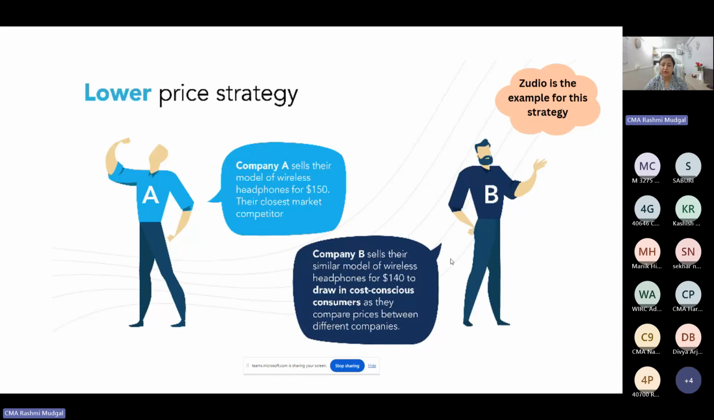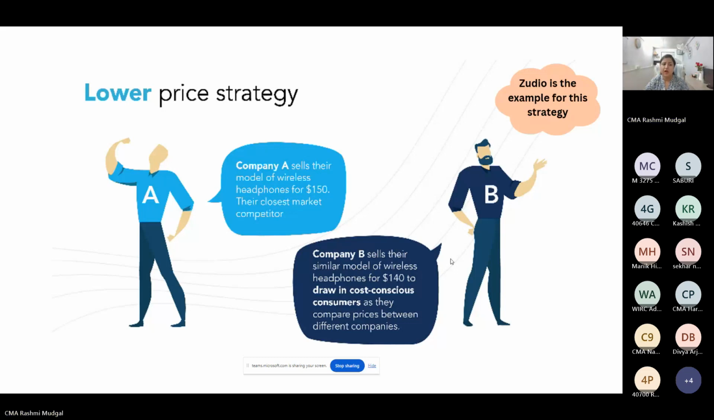And we can see they are not spending much on marketing or advertisement in the shops. They just dump their material, their production is at a large scale, so their cost of production is also less. But what they do is offer you a lower price at the same quality, and people are going to the shop for that. Zudio is a very good example of this.